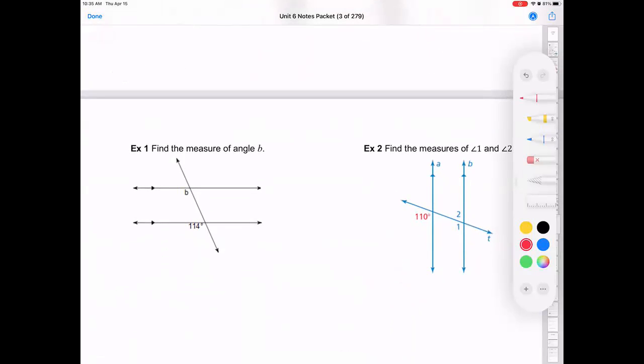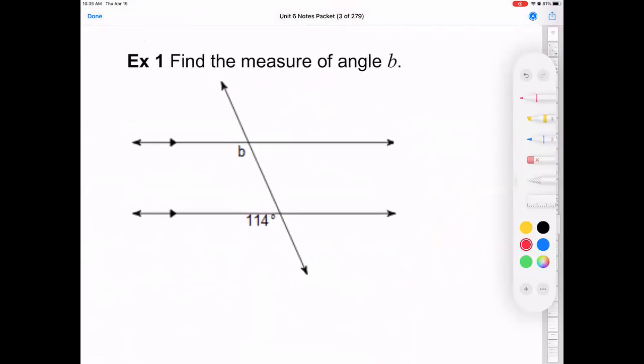So example 1, we're asked to find the measure of angle B. Here we go. We got a corresponding angle. Go ahead, try that one out. Very similar to the ones we just saw. Awesome job to those people. We got B to be 114 degrees. These are corresponding angles. Angle B and that 114, so that's why they're going to be congruent. They're going to be the exact same angle measure.